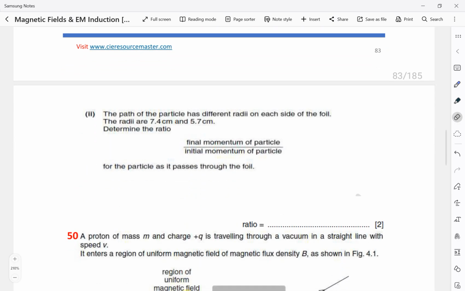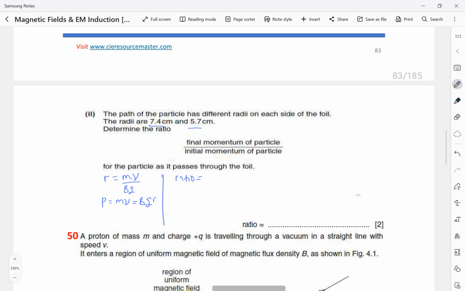The path of the particle has different radii on each side of the foil. The radii are 7.4 and 5.7 centimeters. Determine the ratio of final momentum of the particle over initial momentum of the particle. So we note that r is equal to mv over BQ previously, which means that the momentum, which is mv, is equal to BQr.